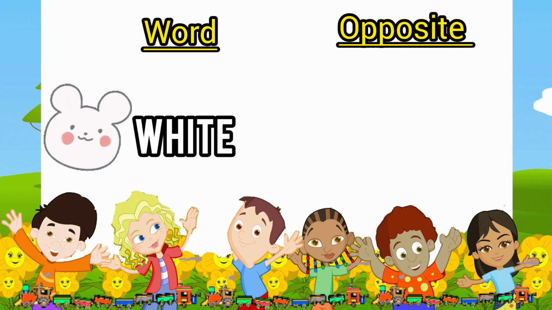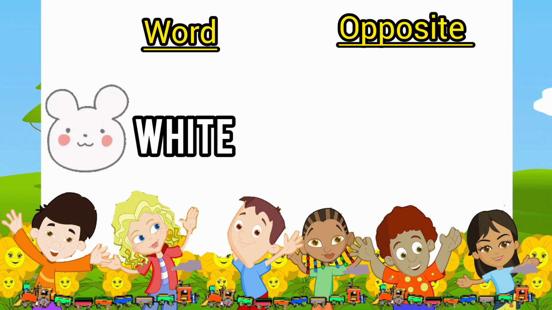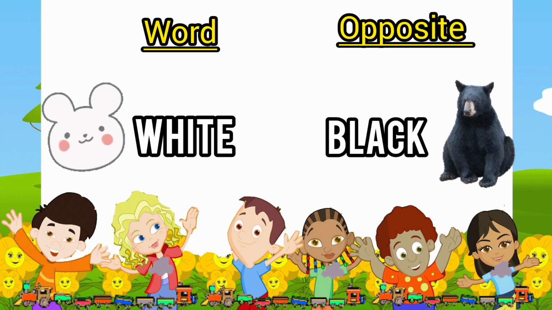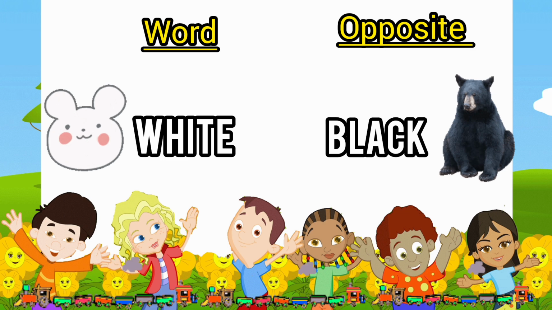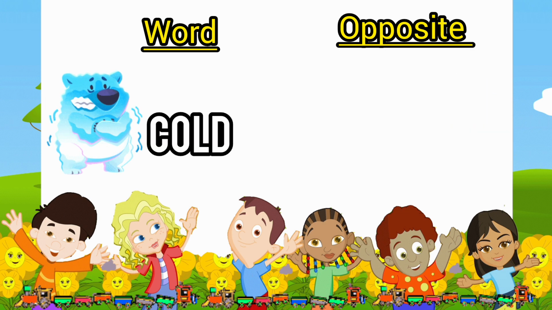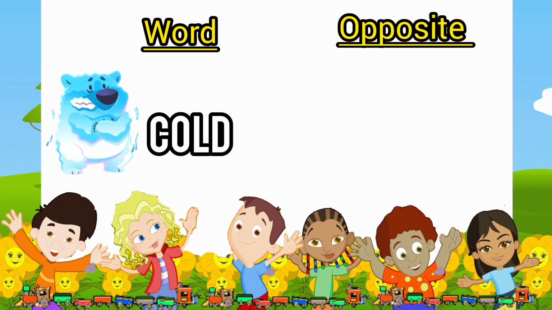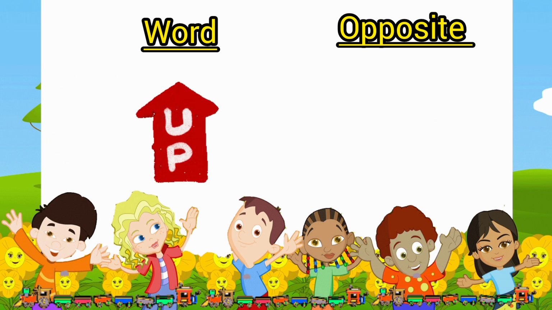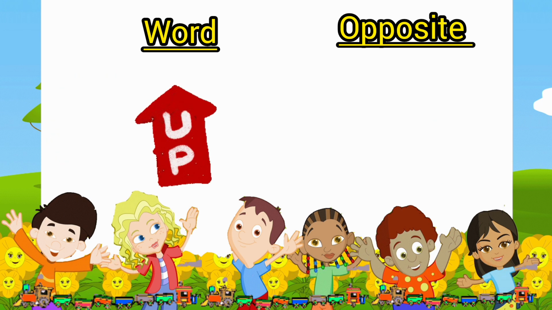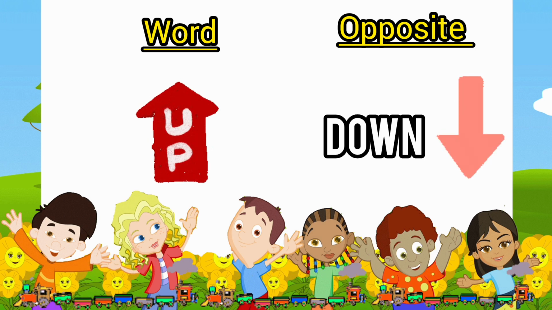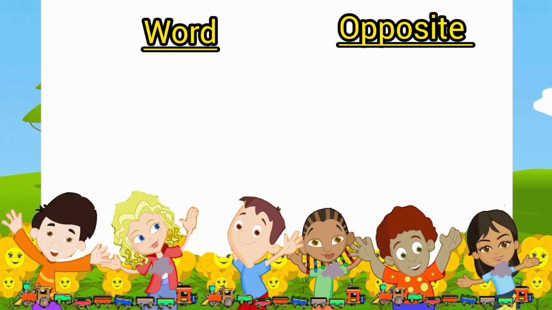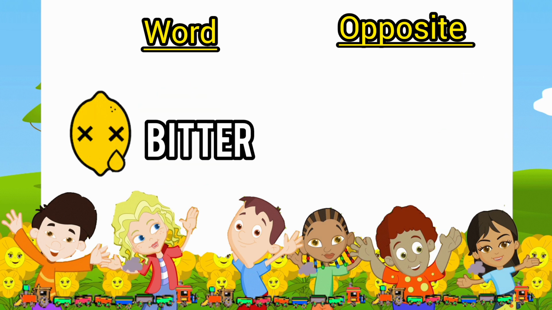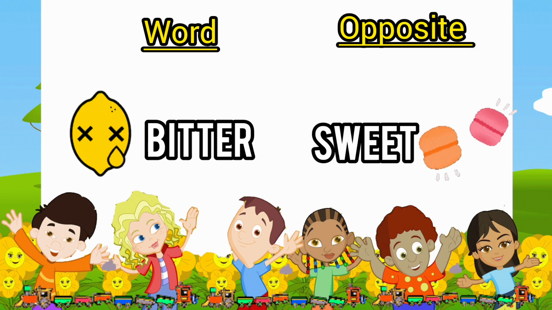We have white. White opposite is black. That's too good. Okay, now word is cold. Cold opposite is hot. Cold, hot. Then we have up. Up opposite is down. Then we have bitter. Bitter word opposite is sweet.